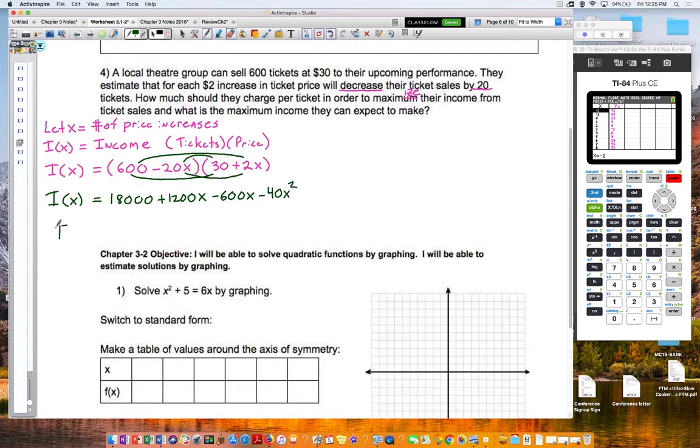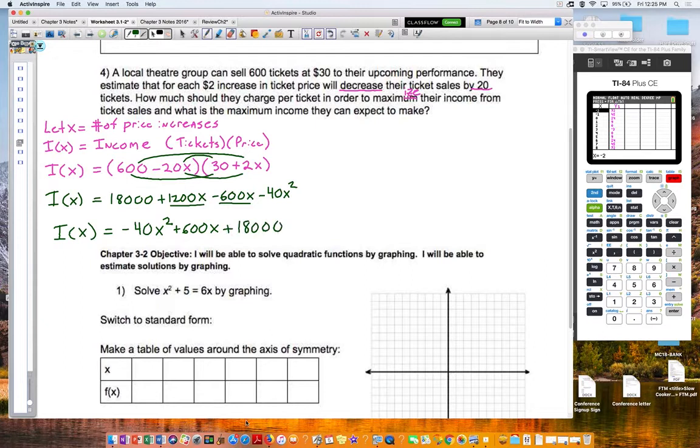So now to help me with this function, I like to write it in general form, in order of highest degree to lowest. So minus 40x squared. Combine like terms here. So 1200 and minus 600 makes 600x. I apologize, it's a positive 600x. I'm glad I caught that. And then plus 18,000.